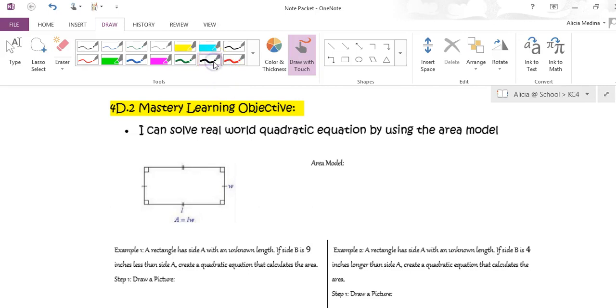Hey guys, in this video we're going to be covering activity 4D.2. Our master learning objective is I can solve real-world quadratic equations by using the area model.